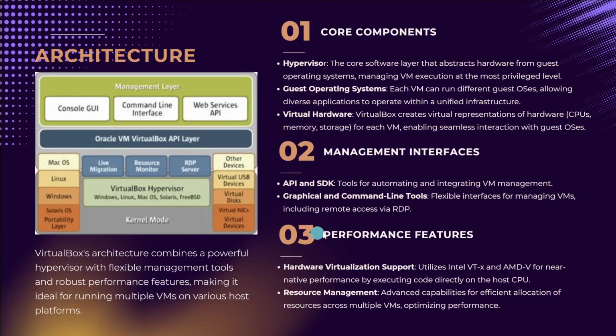Okay, so this is the architecture. You can see the more complete version in the report, but this is just some brief information about it. It has some important things like the core components, which is the hypervisor, the core of the software that manages VM execution at the most privileged level. Then the guest OS, where each VM can run a different guest OS, so multiple applications can run at the same time. Also the virtual hardware, which creates virtual representations of hardware like CPU, memory, etc.